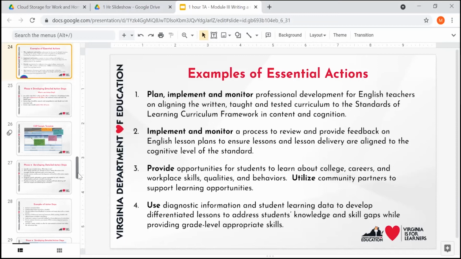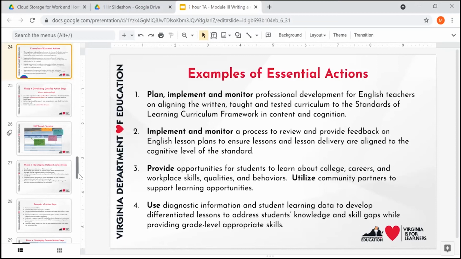Okay, so maybe that's your focus: we need to be supporting our teachers with more feedback to ensure that everything is aligned. So if that's your essential action, right? You've got to implement that plan, monitor it. When are you providing that feedback? How often are you reviewing the feedback? And are you seeing changes in future lessons and lesson delivery, right? And in turn, are those changes having an impact on student outcomes?